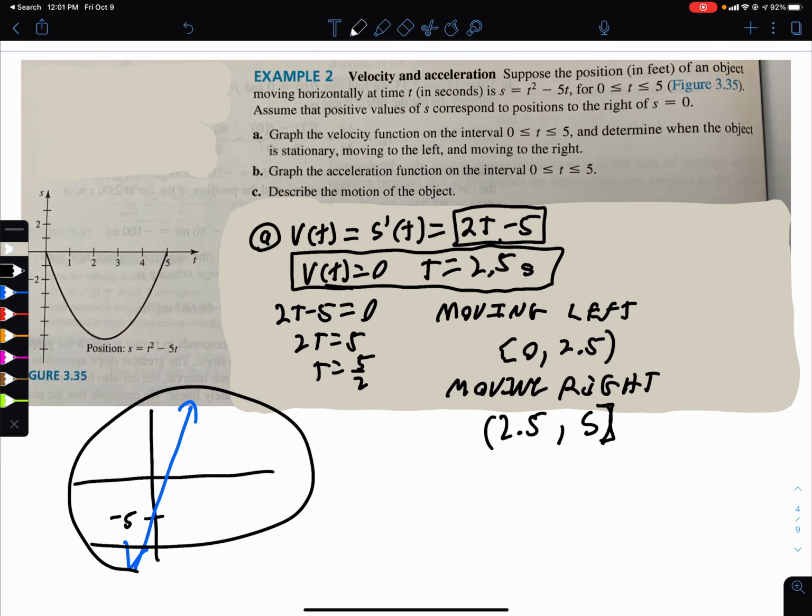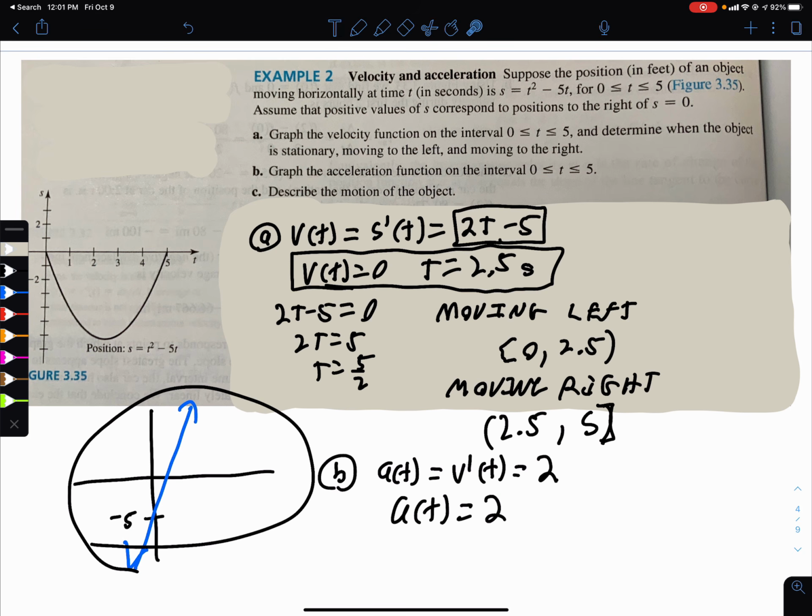B, graph the acceleration function. Well, how do you find the acceleration? We learned that the acceleration is the derivative of the velocity. What's the derivative of this function? It's just 2. So we know the acceleration is 2.